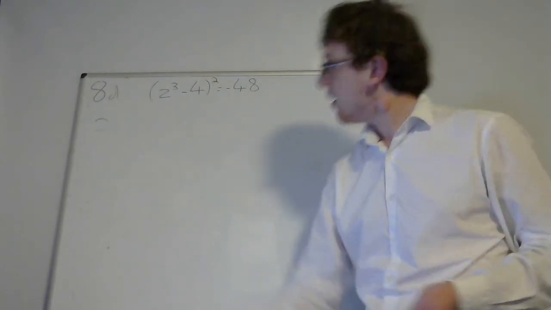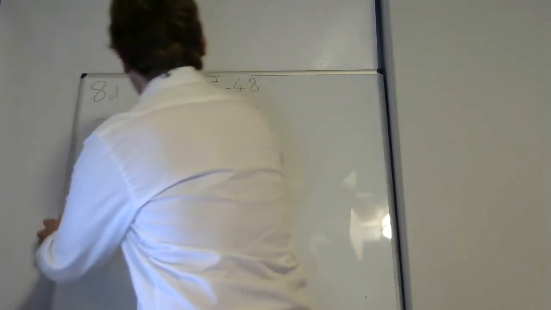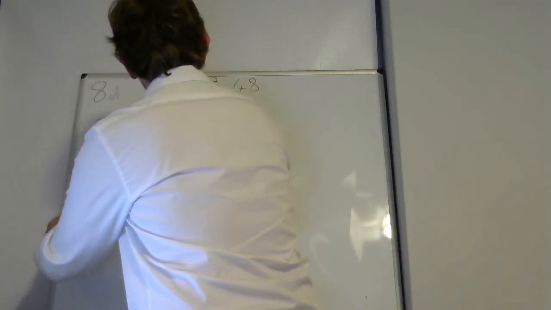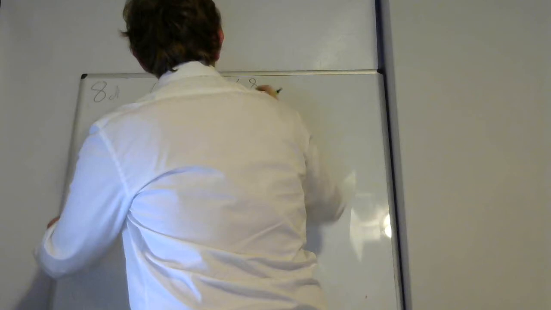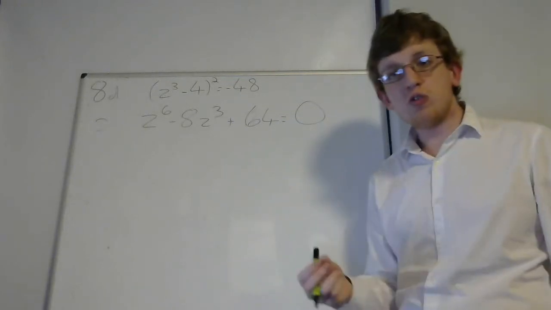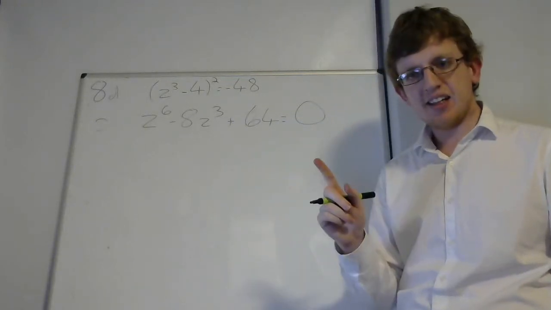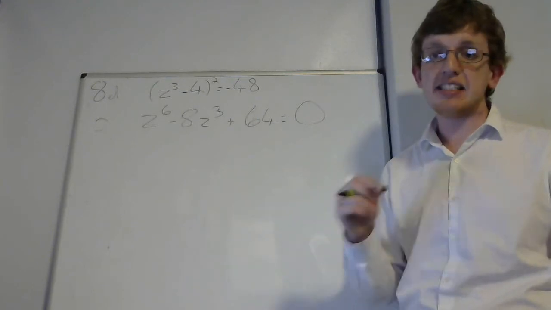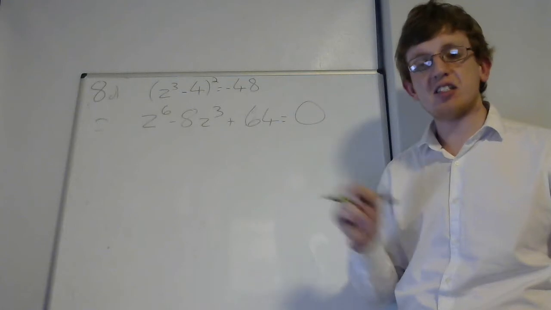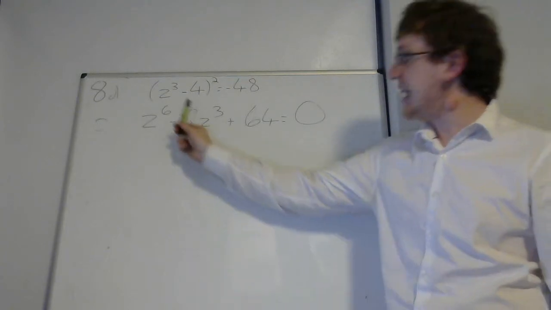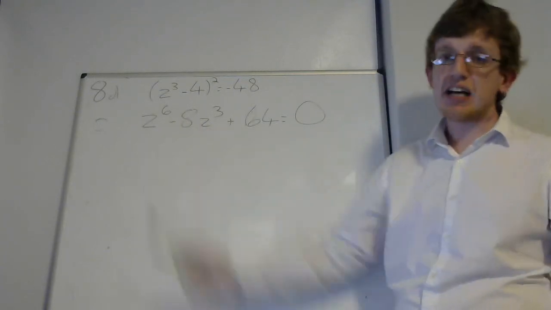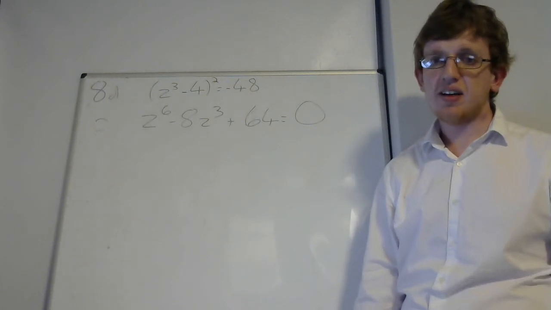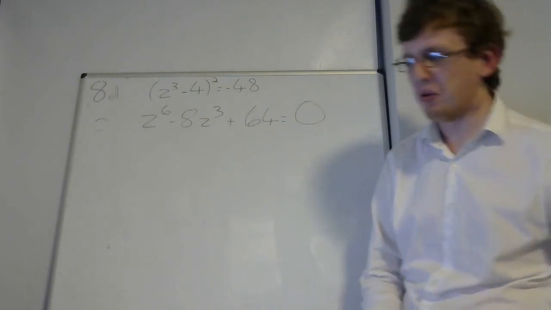Anyway, if I expand this now, it's z to the 6 minus 8z cubed plus 16 plus 48, that gives us 64. So for this equation, the sum of the roots will be the same as the coefficient of 1 less than the highest power. So the sum of the roots will be the same as the coefficient of z to the power 5. There is no z to the power 5. That's why the sum of roots is 0. Hope that was worth it for 1 mark.